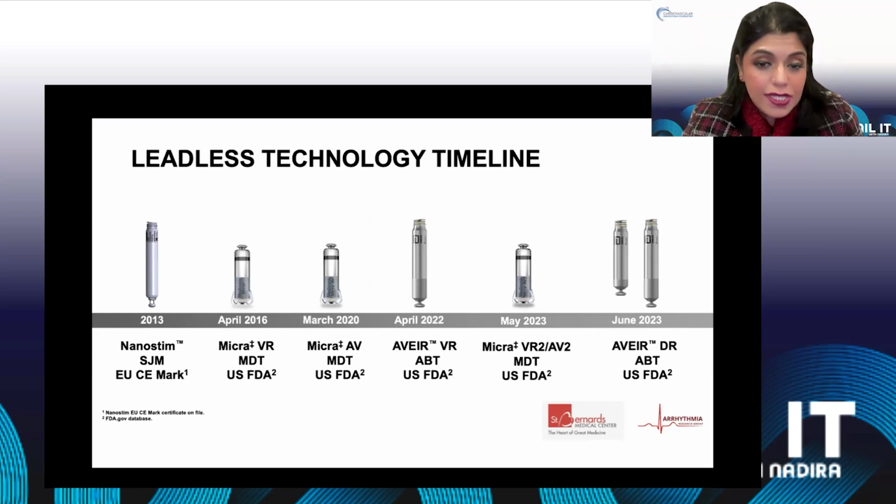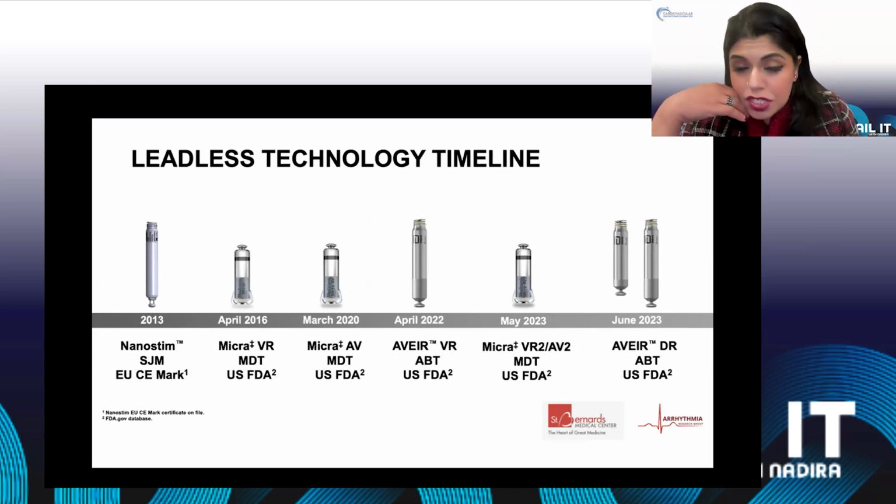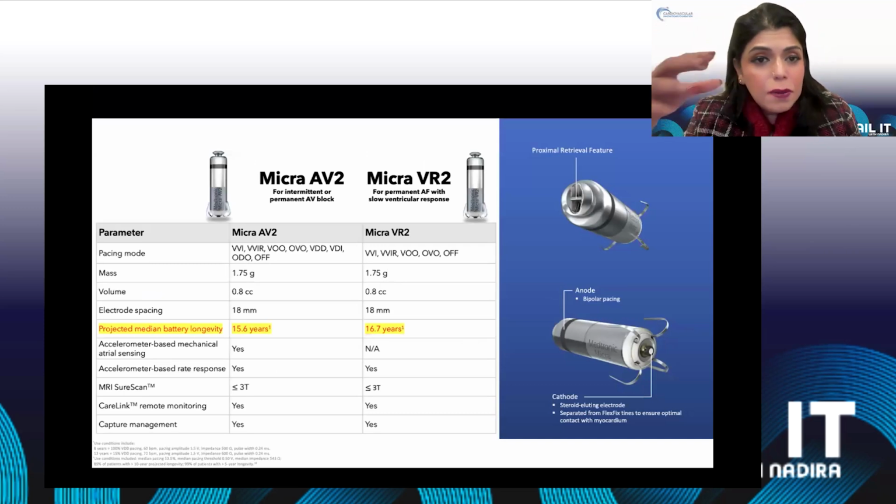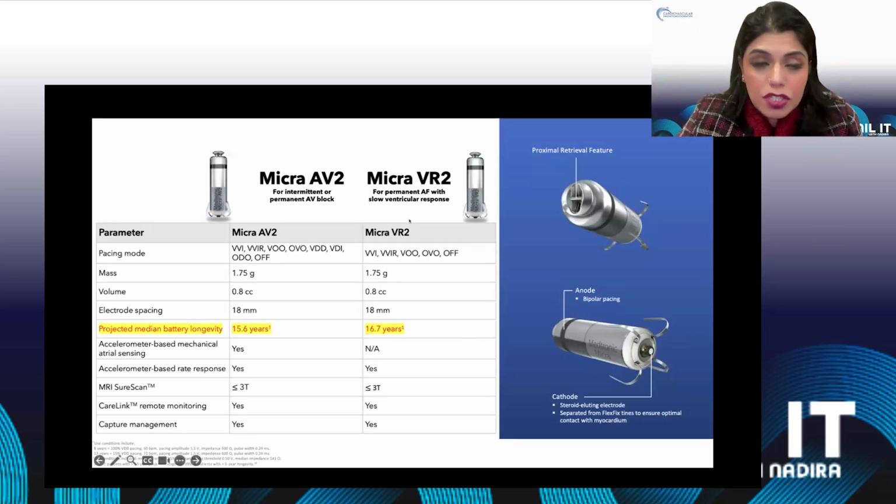Then we had more recently, in 2022, the Aveir VR system, which was another platform. And then the second iteration of the Micra systems with improved longevity, which is the VR2 and AV2. And more recently, the dual chamber leadless system by Abbott, which is the Aveir DR system. So a little bit on the AV2 and the VR2, which is the current iteration of the Micra systems.